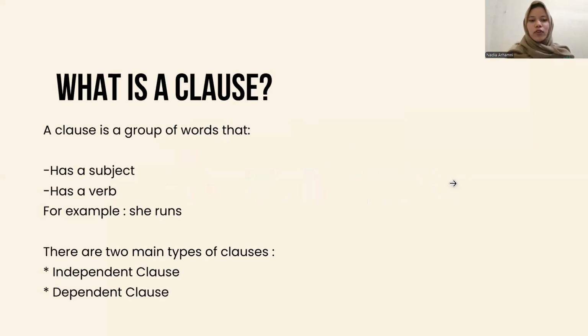Before we talk about independent and dependent clause, we need to understand what a clause is. A clause must have a subject and a verb. For example, she runs. She is the subject, runs is the verb. There are two main types of clause. The first one is independent clause and then dependent clause.